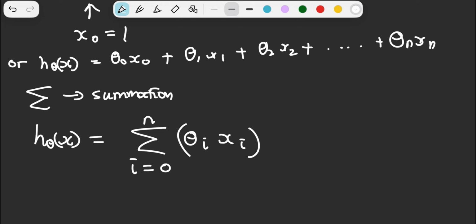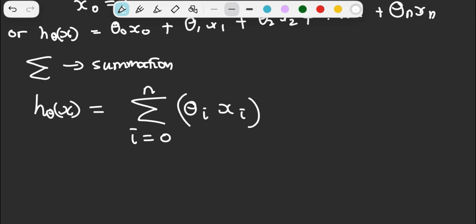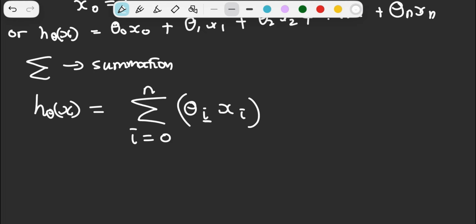Does this make sense? Okay, so let's expand this. Summation means add. i equals 0 means start at theta 0 x0, plus theta 1 x1, plus theta 2 x2, just replacing i where it appears, plus dot dot dot theta n x n. That's where you end. So that's what this whole compact equation tells you.